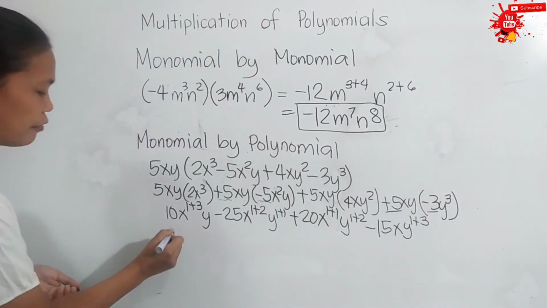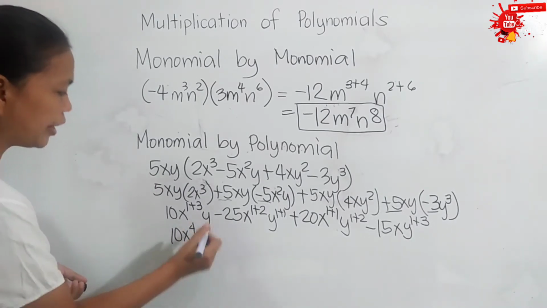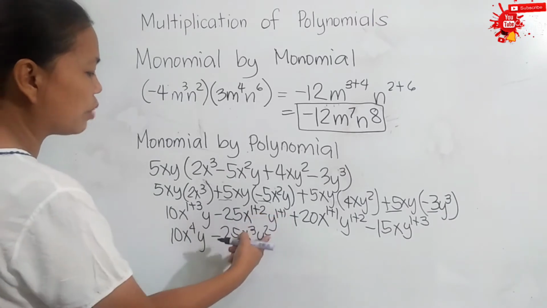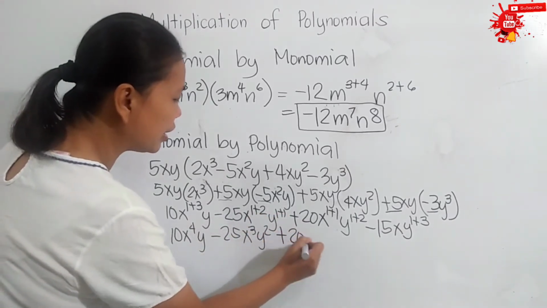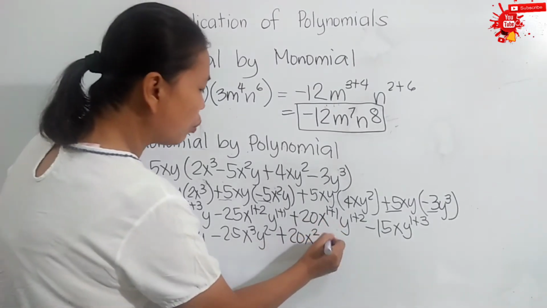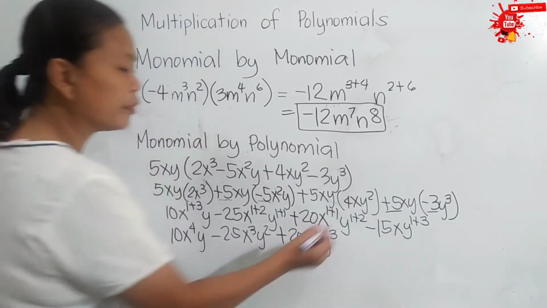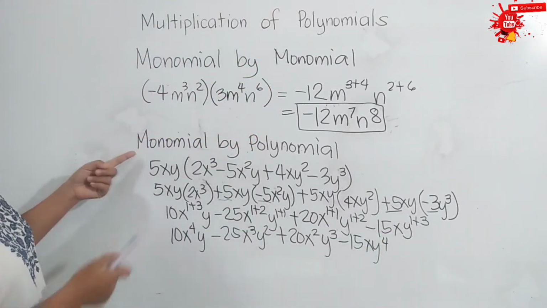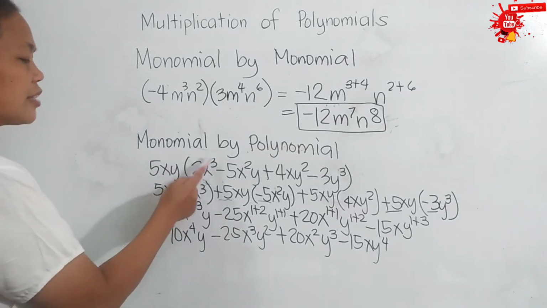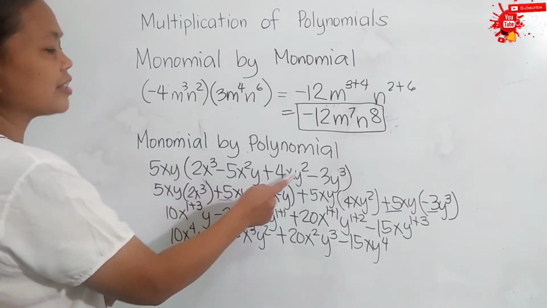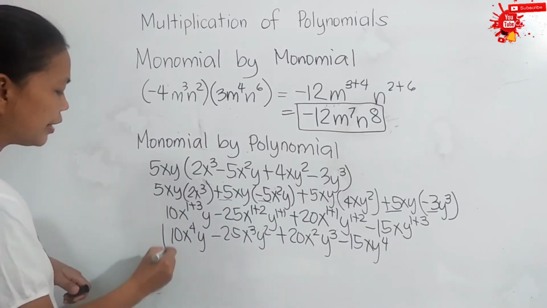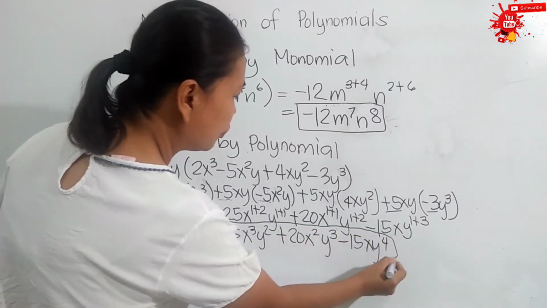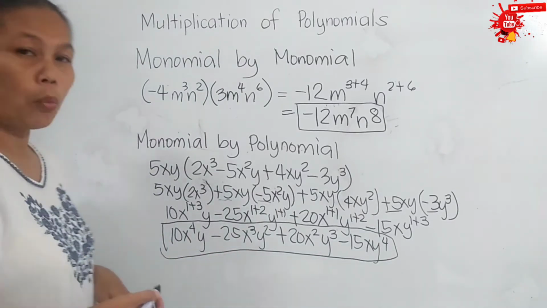Then let us simplify. So we have here 10x raised to 4 y minus 25x cubed y squared. So 1 plus 2, we have 3. 1 plus 1, we have 2 as exponent. Then positive 20x raised to 1 plus 1, so we have squared. Then y raised to 1 plus 2, so we have cube. And then negative 15x y raised to 1 plus 3, which is 4. So therefore, the product of 5xy times the quantity of 2x cubed minus 5x squared y plus 4xy squared minus 3y cubed is 10x to the fourth y minus 25x cubed y squared plus 20x squared y cubed minus 15x y to the fourth.